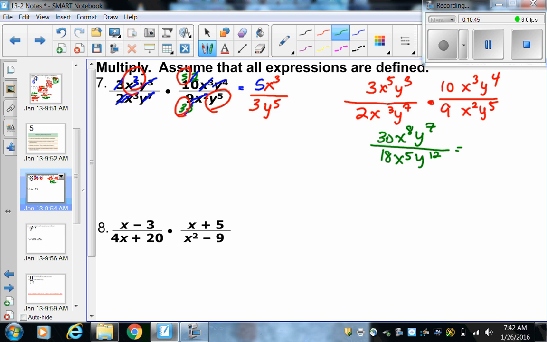Then it's a matter of reducing this. So 30 divided by 18, they're both divisible by 6, would leave you with 5 over 3. You subtract exponents when you divide, so 8 minus 5 would leave me with a positive 3, so that means it's up top. 7 minus 12 is a negative 5, it's a negative, so that means it's going to be on the bottom and be positive. And you realize that you get the exact same answer as if you simplified as you worked it.